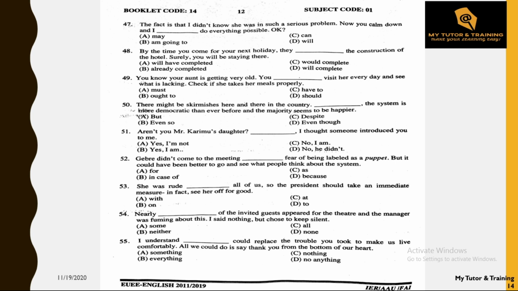Question 52. Gabriel didn't come to the meeting dash fear of being labeled as a puppet, but it could have been better to go and see what people think about the system. This question is really a bit challenging, but let us manage.